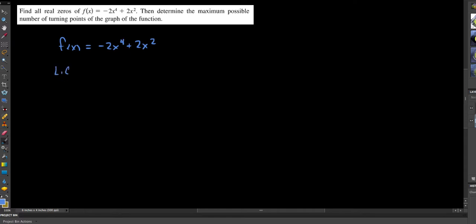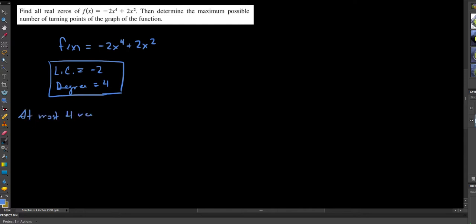Our leading coefficient here is -2. Our degree is 4. So now that we have these in our back pocket, let's write a few things that we can determine here. There will be at most 4 real zeros for this function because our degree is 4. And likewise, we can say there will be at most 4 minus 1, or 3, turning points.